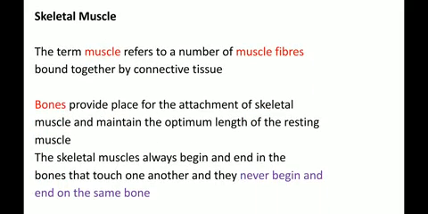Now let's discuss skeletal muscle in detail. The term muscle refers to a number of muscle fibers bound together by connective tissue. Bones provide a place for the attachment of skeletal muscle and maintain the optimum length of the resting muscle. The skeletal muscle always begins and ends in bone, and they never begin and end on the same bone.